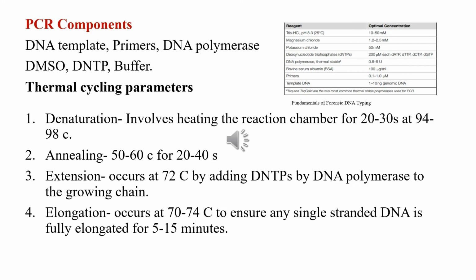Extension takes place at 72 degrees Celsius by adding dNTPs to the growing chain by DNA polymerase. And this is a stage in which optimum activity of DNA polymerase takes place. The final step is elongation. It takes place at a temperature between 70 to 74 degrees Celsius to ensure the single-stranded DNA template is fully elongated, and the time is between 5 to 15 minutes.